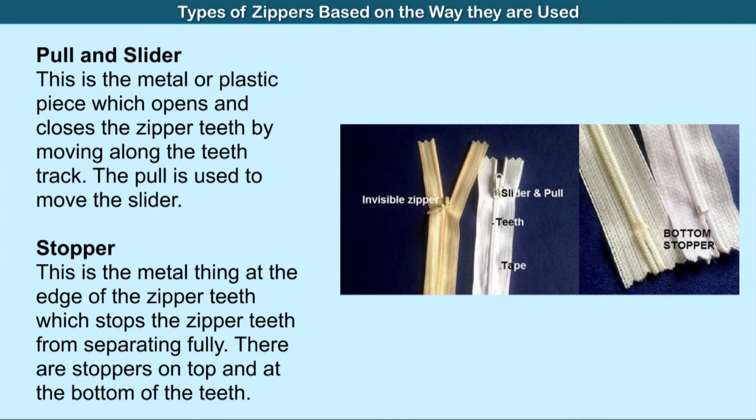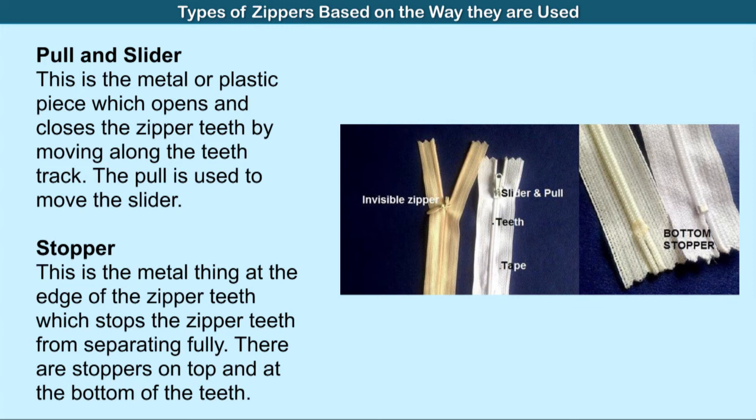Next is pull and slider. This is the metal or plastic piece which opens and closes the zipper teeth by moving along the teeth track. The pull is used to move the slider.